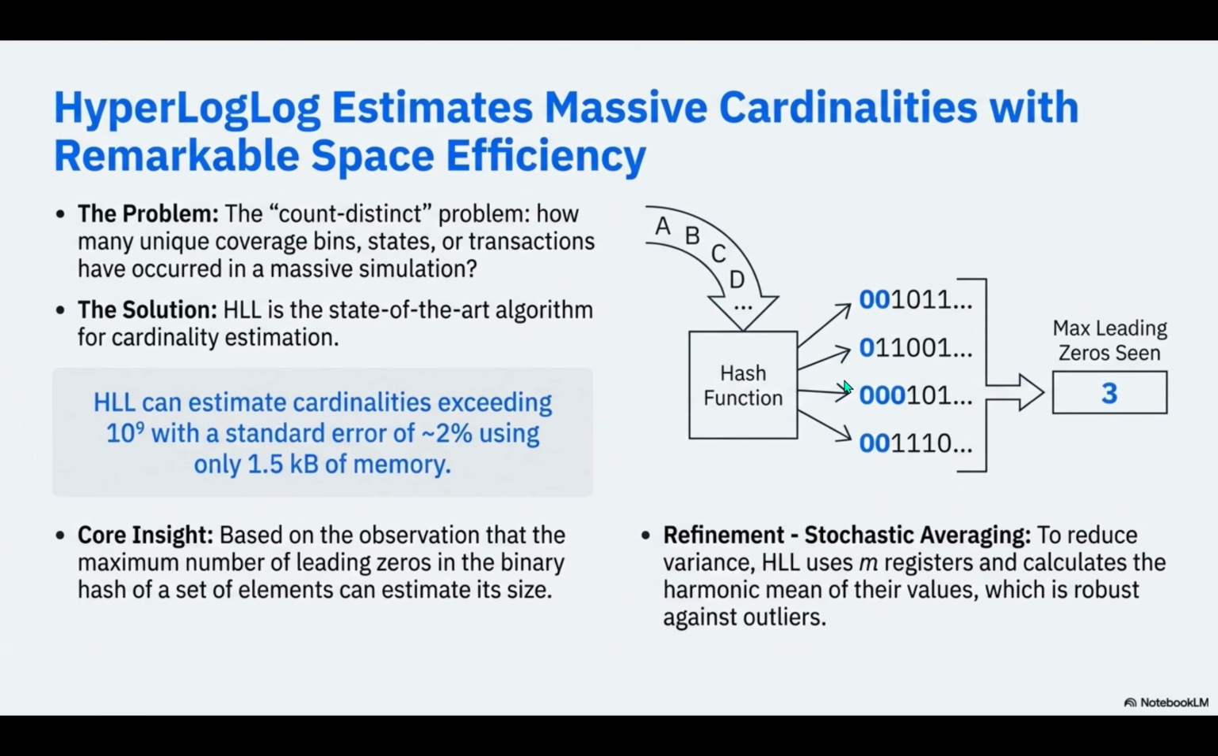The chance of getting 10 heads in a row is astronomically rare. Right, I see. So the longer the run of heads, or in this case leading zeros, the rarer that event is, which means the sample set must have been large to produce it. Exactly. When HLL hashes a massive set of items, it's like running trillions of coin flips. If it sees an item whose hash starts with a maximum of, say, 10 leading zeros, it can probabilistically infer that the set must be very large, because it took many, many tries to hit that rare 1 in 1,000 outcome. But just relying on one single observation would be super volatile. How does it smooth out that randomness?